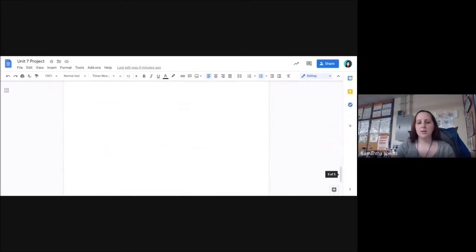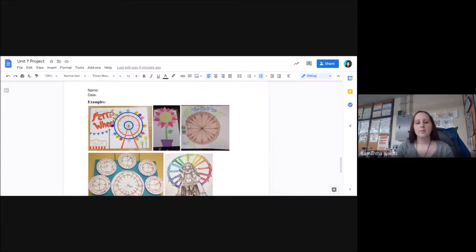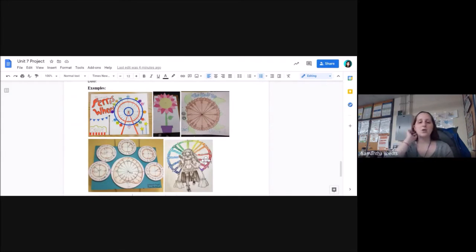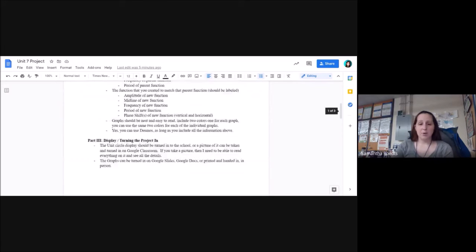Some of these look like this. You have a Ferris wheel, there's a flower, they made a turtle. You really can be creative with this. You don't have to do just one circle. If you wanted to do the solar system, you could do something like that too. Again, be creative, have some fun with it. So that's the first part.